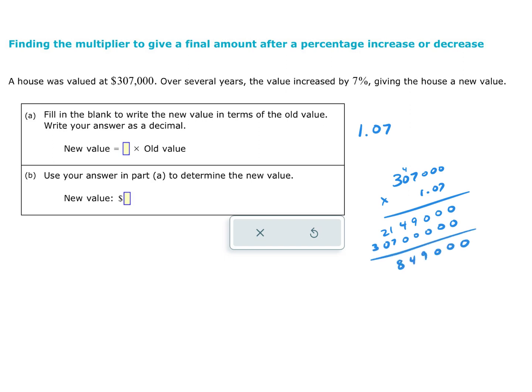And if you could use a calculator on this, I definitely would. 2 digits behind the decimal point. And it looks like our new house value is going to be $328,490.